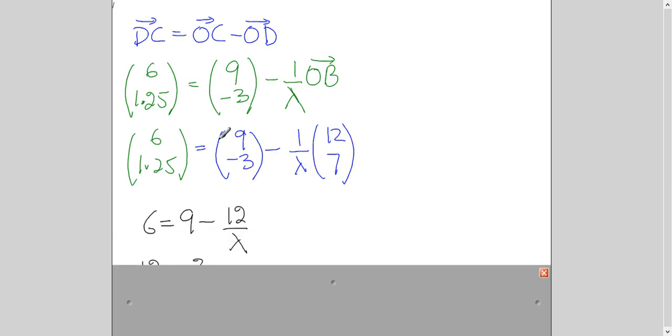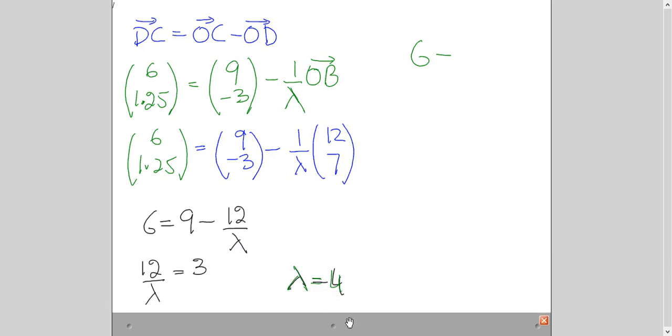So what you get from numerator, if you see, 6 minus 9, I have written here, sorry. I have written here, so 1 upon lambda multiplied by 12 is 12 upon lambda. And then simple calculation, you will get the value of lambda. You want to get the value of lambda from this part, you can do that also. It will be 1.25 is equals to minus 3 minus lambda upon 7. You will get the same value of lambda. You can try it.